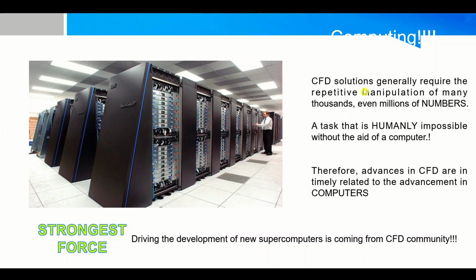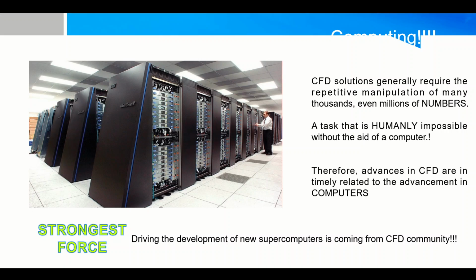So most CFD solutions generally require the repetitive manipulation of many thousands, even millions of numbers. As I mentioned, we are solving the discretized algebraic equations, we will be getting numbers with those equations, and those equations are continuously solved until we achieve a respected target, okay? So those numbers in total may be in millions, right? And that is quite impossible for a human to solve. That is the reason we require a computer to do this task.